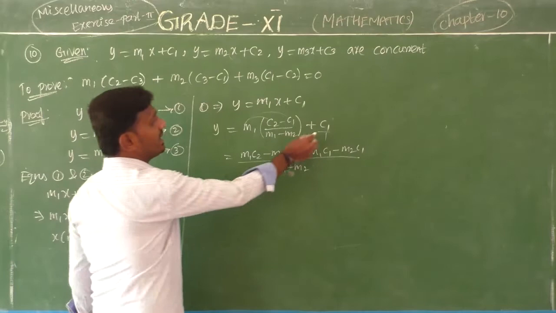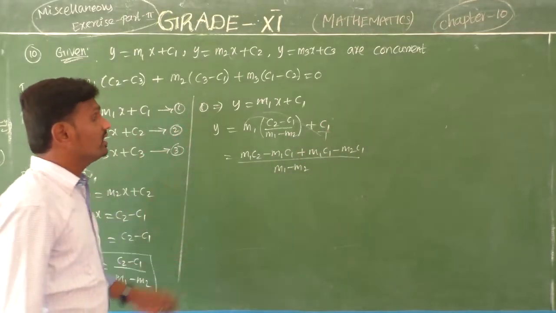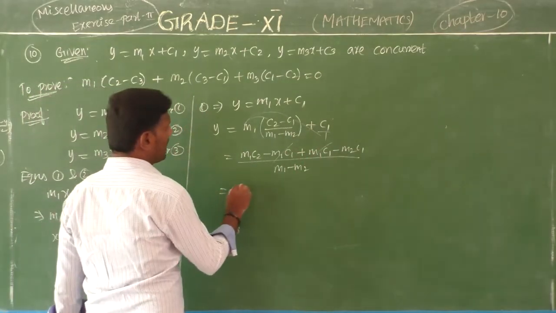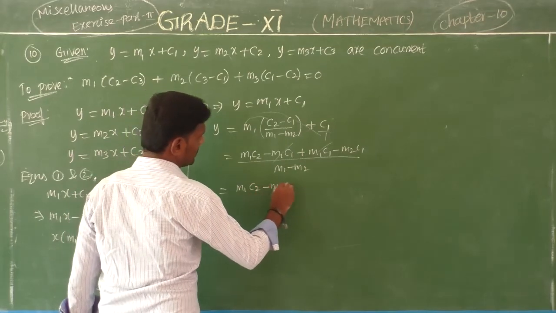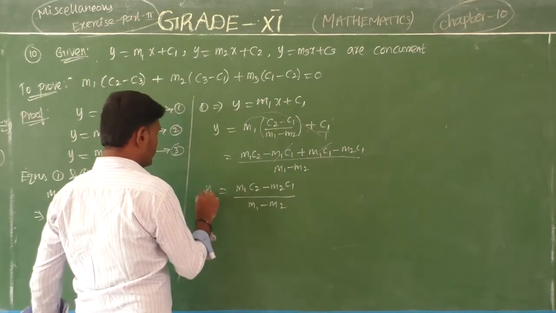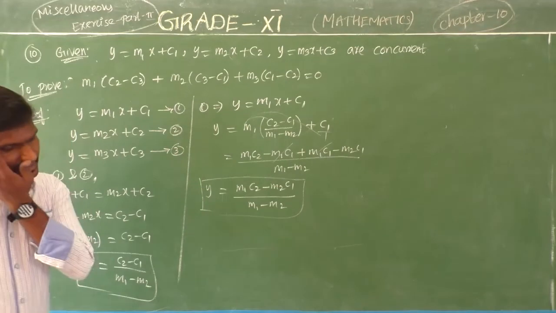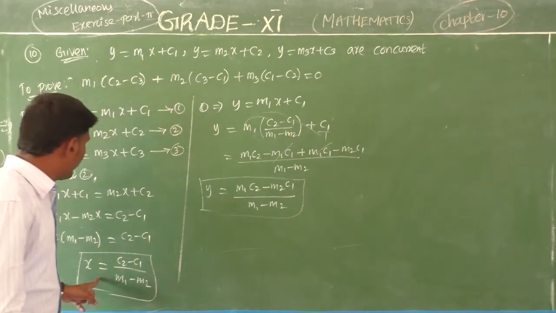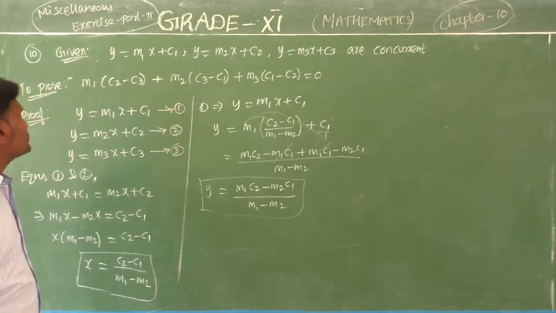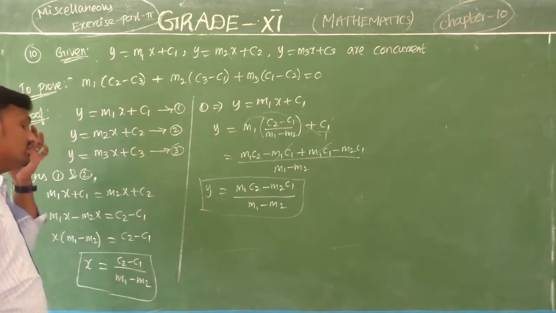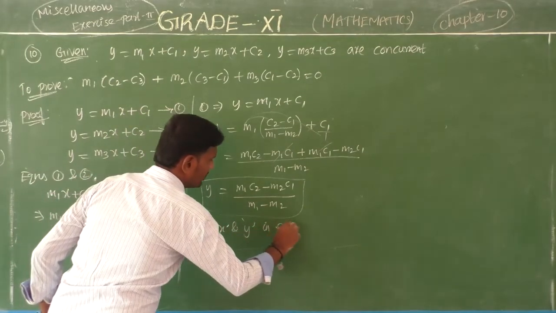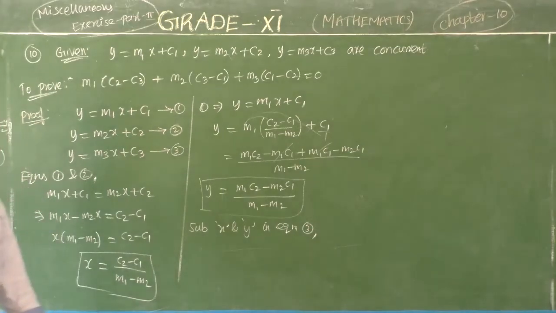Okay, so taking a cross multiplication like this. Now see, m1c1 on both sides cancel. Now you have m1c2 minus m2c1, the whole divided by m1 minus m2. So this is the value of y. Now we have already found x and y. I am going to substitute them in equation number 3. So substitute x and y in equation number 3.